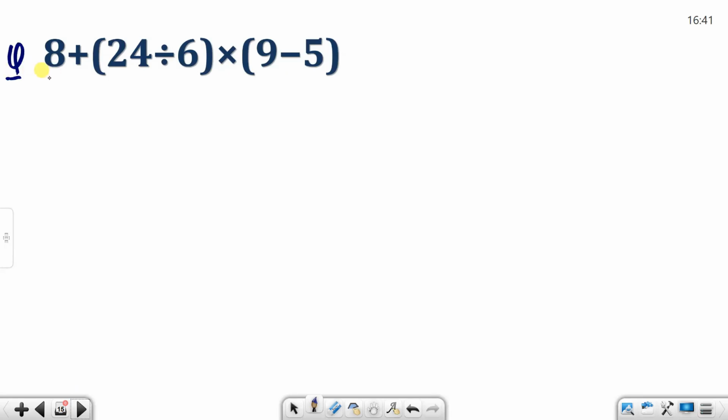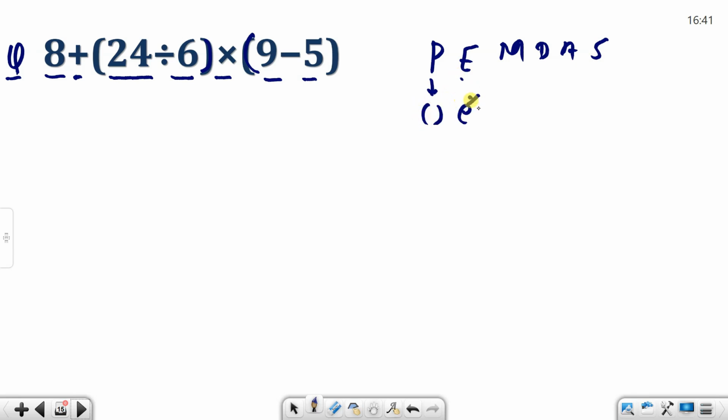The question is, a plus, in brackets, 24 divided by 6, bracket close, multiplied by, in brackets, 9 minus 5. We will definitely use a formula for this. PEMDAS? P for parentheses, E for exponential, M for multiplication, D for division, A for addition, S for subtraction.